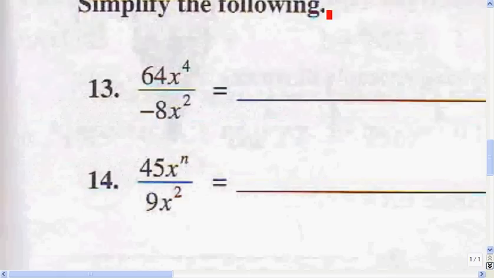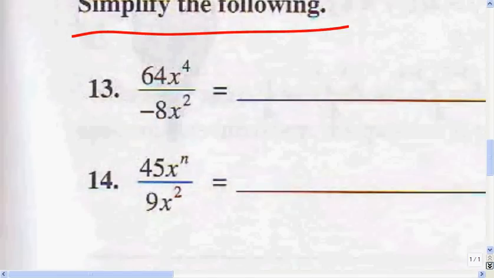Okay, the sign. Here we're dividing. Simplify the following, they're telling us to do. Remember, the rules for signs are the same for multiplying and dividing. When there's an odd number of negative signs, we write a negative. Here we have just one sign, an odd number, so our answer is negative. 64 divided by 8 is 8. In multiplication we add the exponents; in division, we subtract the exponents. So 4 minus 2 is x to the second.